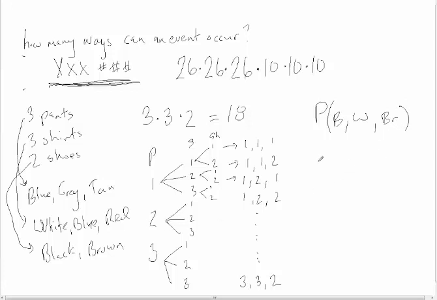Well, how many ways can I get this arrangement or this particular outfit? Well, there's one possible way I can get that. I select my blue pants, my white shirt, my brown shoes out of 18 possible outfits. So that's a probability of getting any of those particular outfits. I've got a 1 in 18 chance of choosing them.